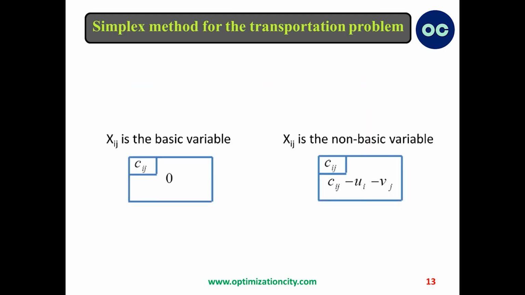Whether a variable is basic or non-basic, we determine the information for the box as follows. If Xij is a basic variable, the reduced cost is equal to 0, and if Xij is a non-basic variable, this is the reduced cost. As you remember, if the variable is basic, the coefficient of that variable in the objective function is 0. So this is that 0, and this is the coefficient of the non-basic variable in the objective function in row 0.